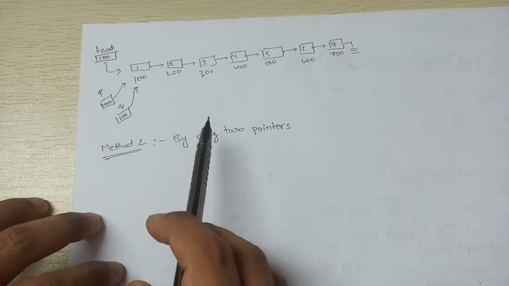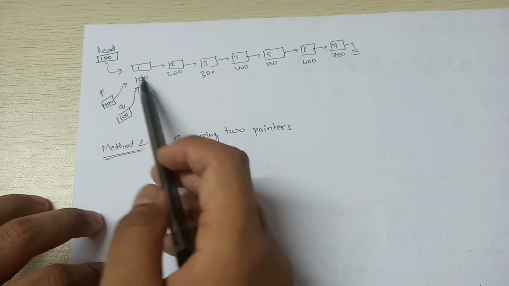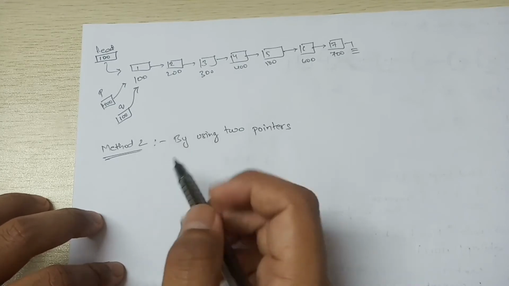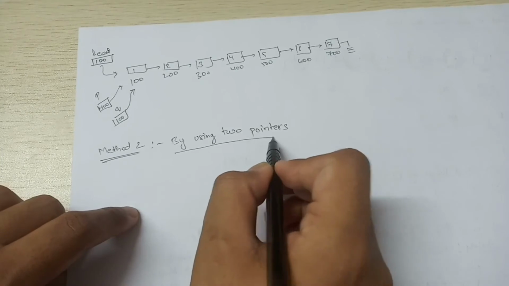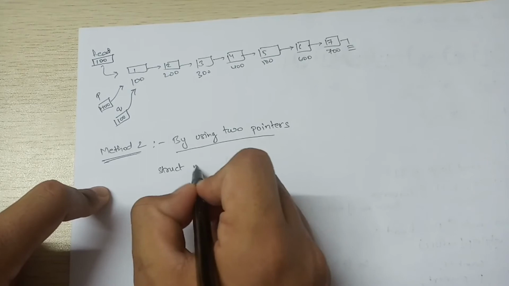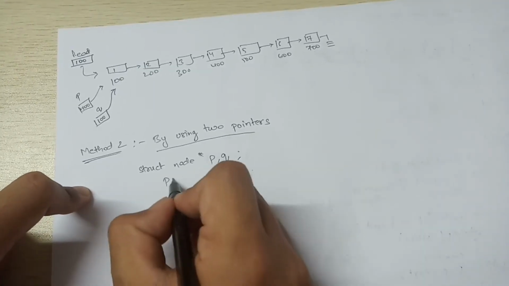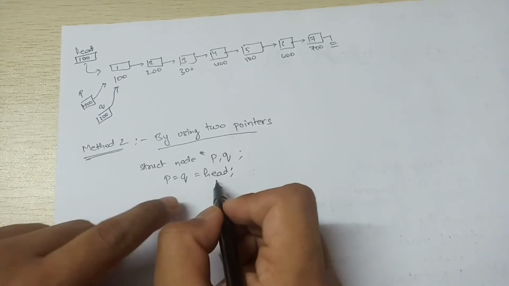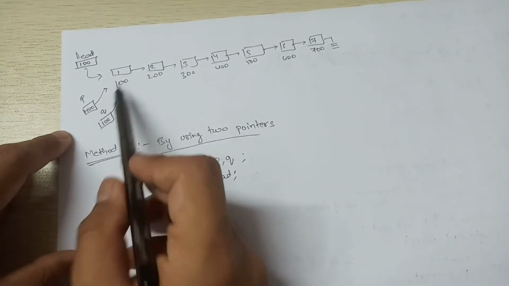So now let's solve the same question with another method. This is the head pointer pointing to the first node of the linked list. Now what you can do, you can define two pointers. This method is known as using two pointers. We define two pointers of this struct node type, let's say p comma q, and we initialize them with the value of head. The head pointer holds the address of the first node, so P and Q will start pointing to the first node.